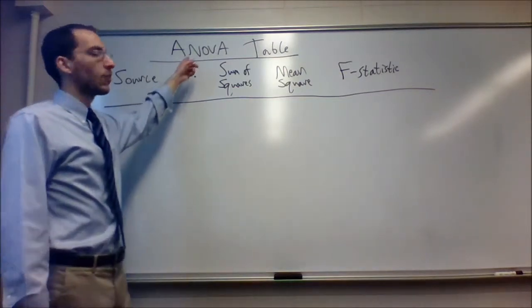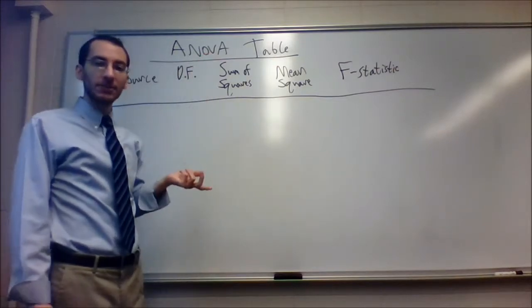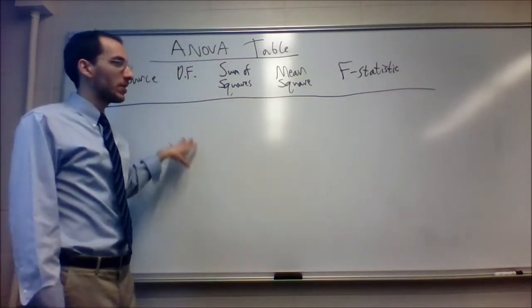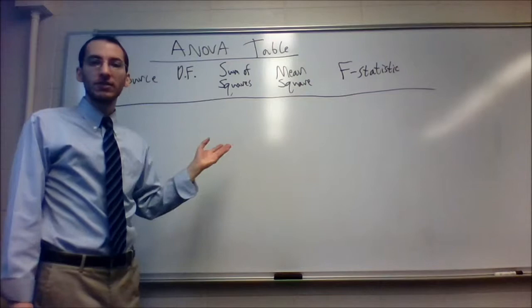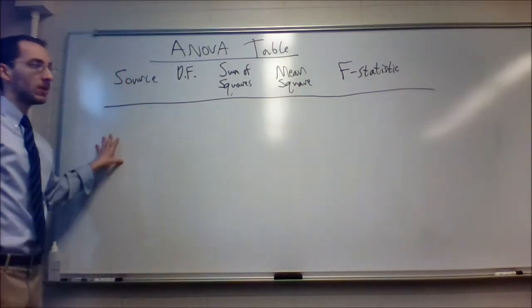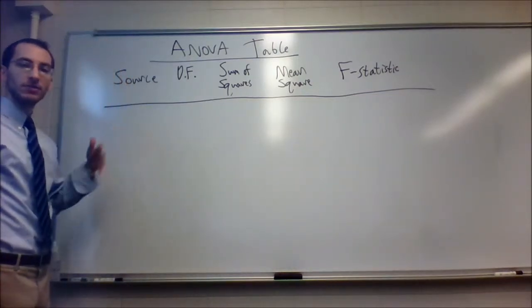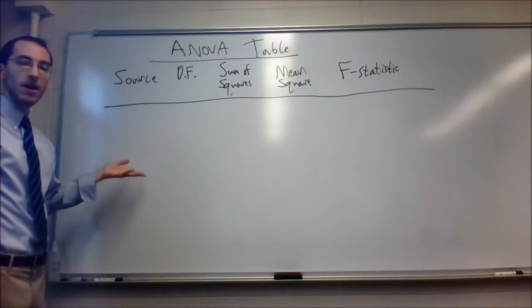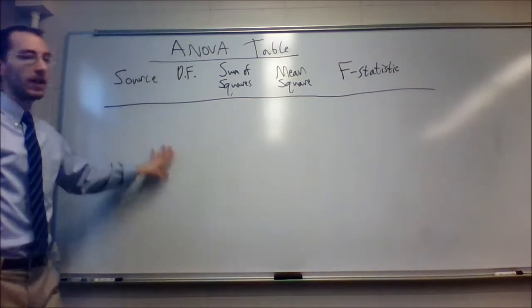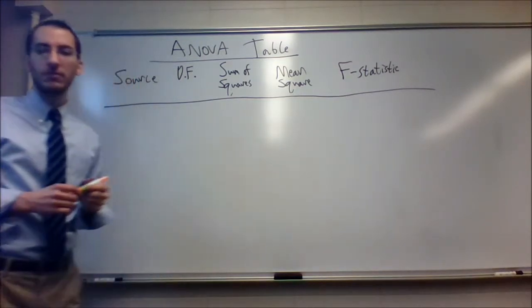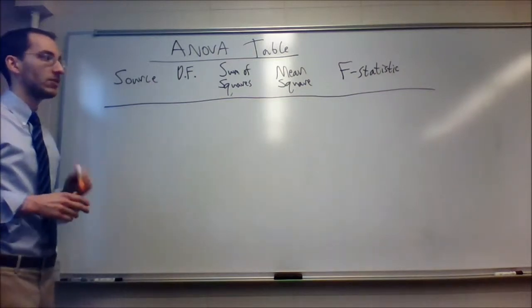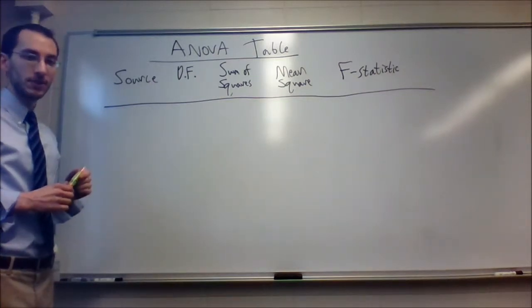ANOVA stands for Analysis of Variance. So it's just showing us how the variation in our response variable and the variation described by our model, where that all is laid out. And it's actually a very nice way to look at how these things are arranged.